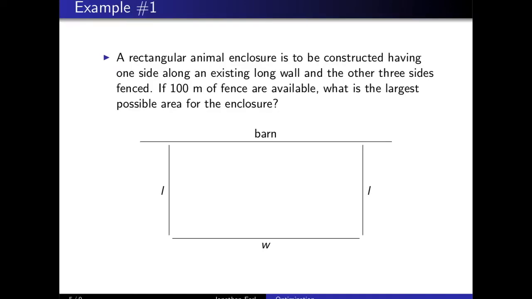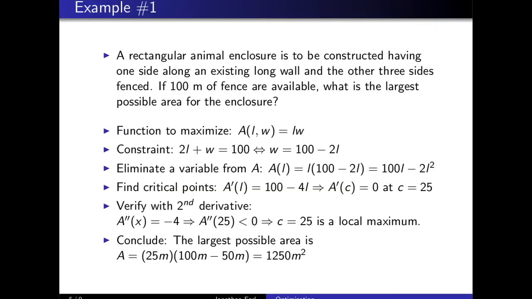We'll label our sides a length and a width. We have two of one side length, and a third that is its own side length, so we have an L, two L's, and a W. This tells us that the function we would like to maximize here is the area of this enclosure, the length times the width. What we're told is that we have 100 meters of fencing to play with. We have two side lengths of L and one side length of W, so 2L plus W has to be 100. We can rewrite this expression as W equals 100 minus 2L, and then substitute that expression for W into our original expression.